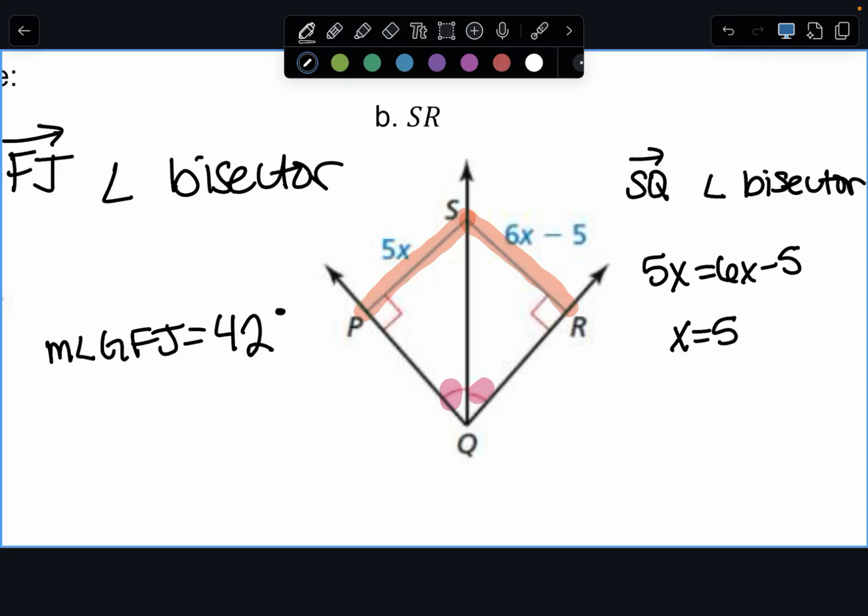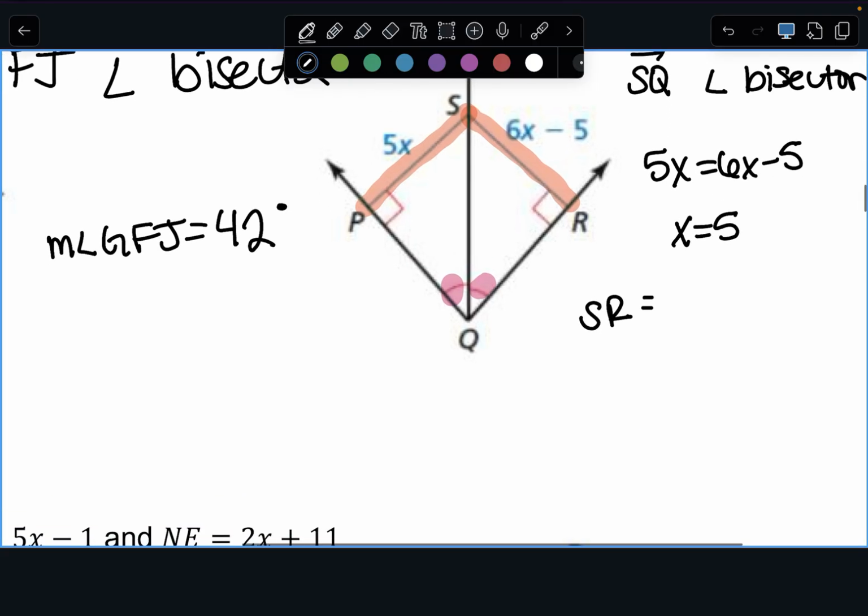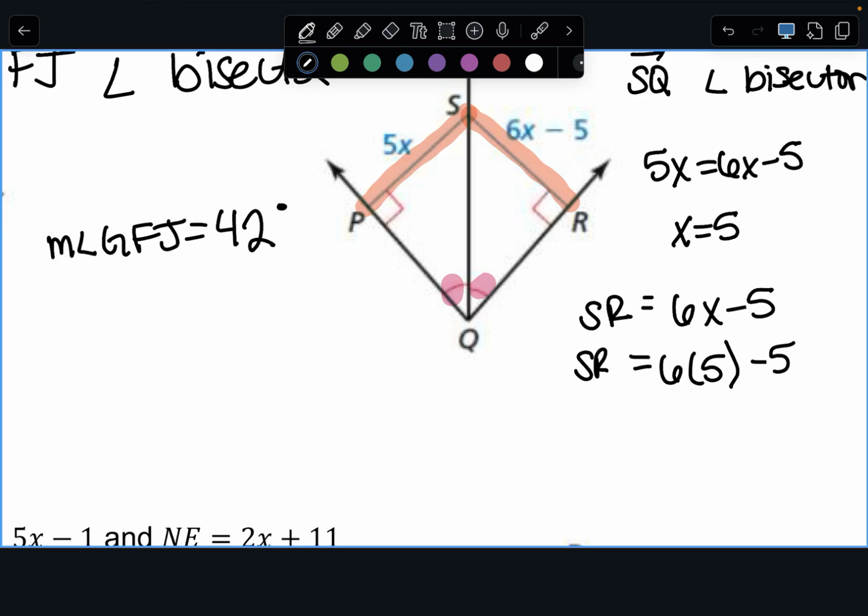The question, though, asked to find SR. How do I find SR? Plug it in. So 6x minus 5 turns into 6 times 5 minus 5. 6 times 5 is 30. Minus 5, 25. Very good, Ryan.